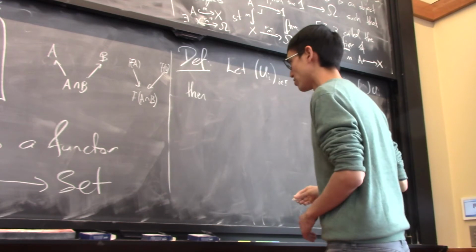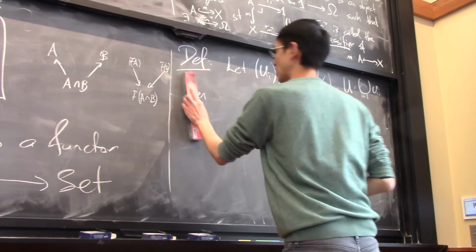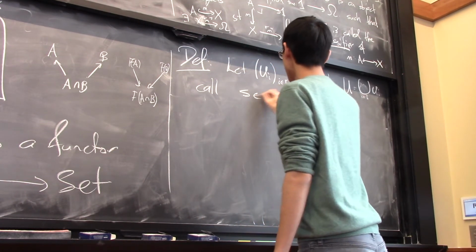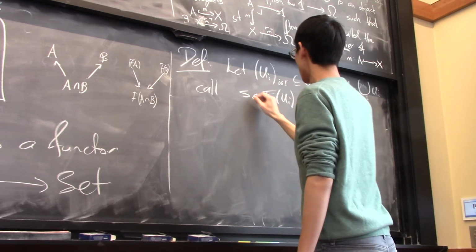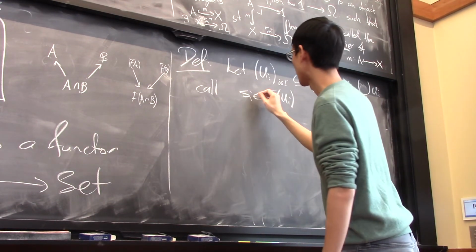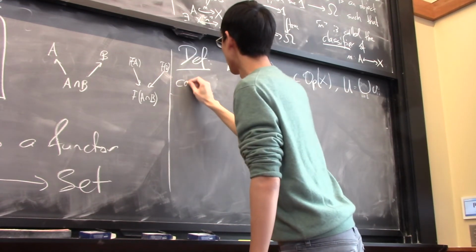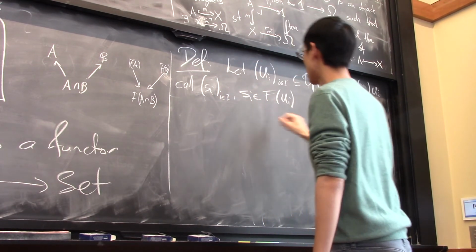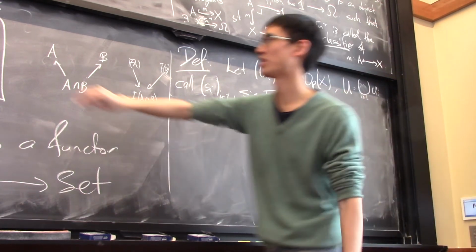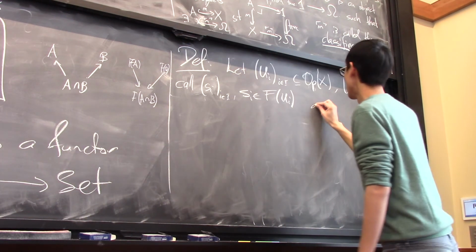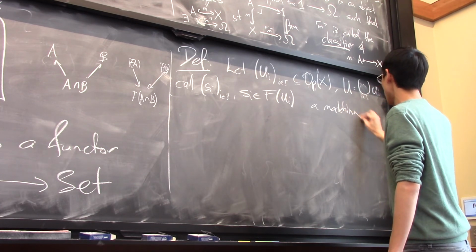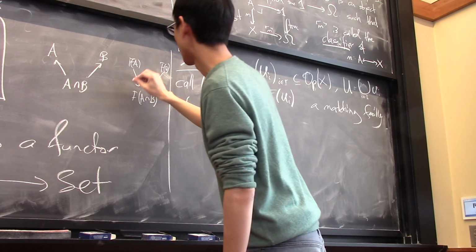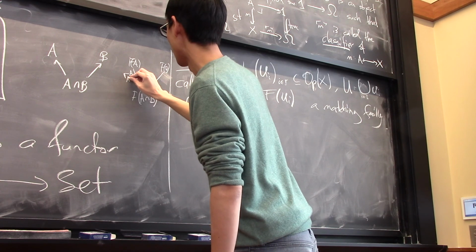then, okay. Call S in each of these things. So call some collection of elements of each of these sets. So we pick an element of here, an element of here, and an element of here. A matching family if, okay, so I'm just going to call this restriction of A to A intersect B.